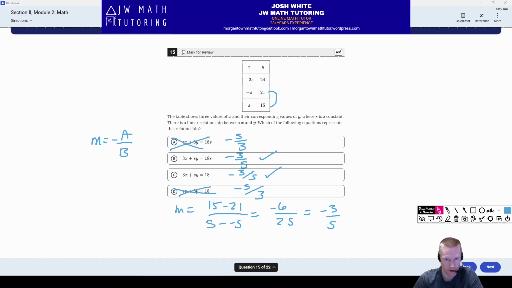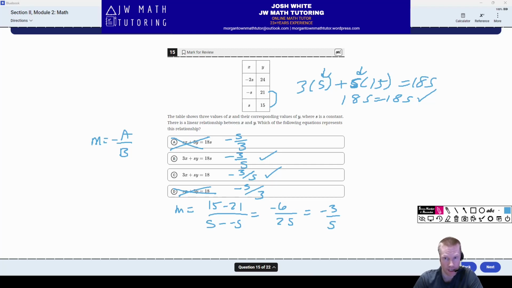So what you could now do, and you actually could have done this from the start, but I prefer to use the slope to just eliminate two of the answer choices right away, is just pick one of the points and plug it in and see which one matches. So for example, take B, 3 times S plus S times the y value 15 equals 18S. On the left side, I get 3S plus, careful, it's really annoying, these are S's and the other things are numbers. So I get 3S plus 15S, I get 18S equals 18S. So that checks, that matches.